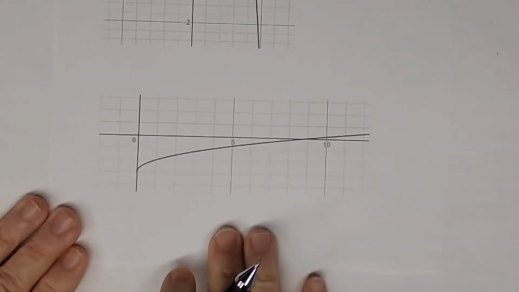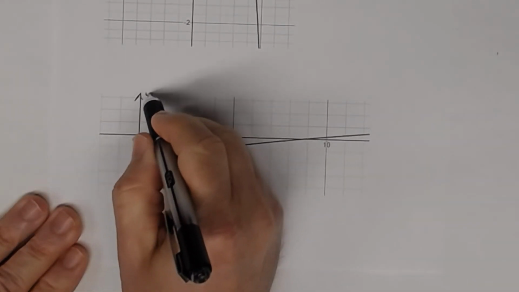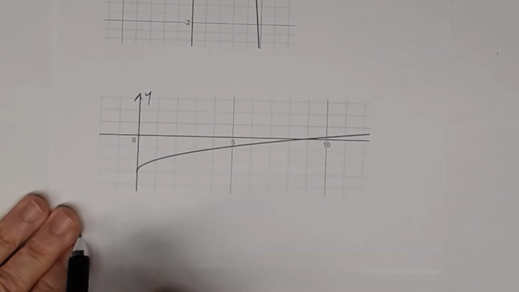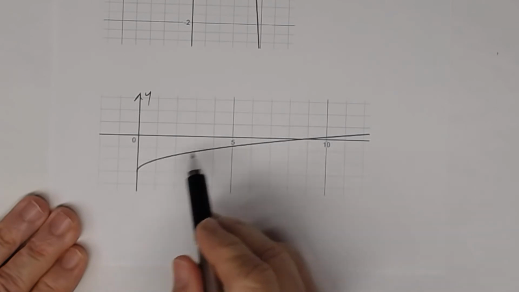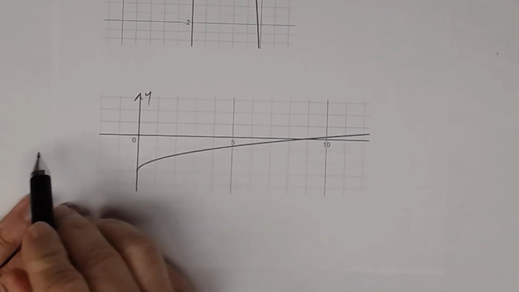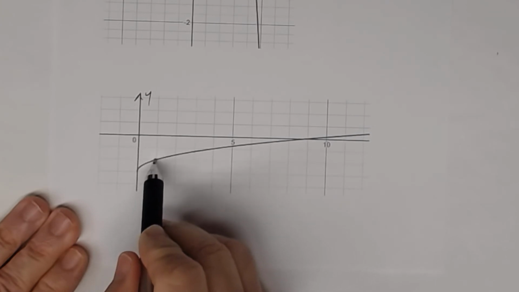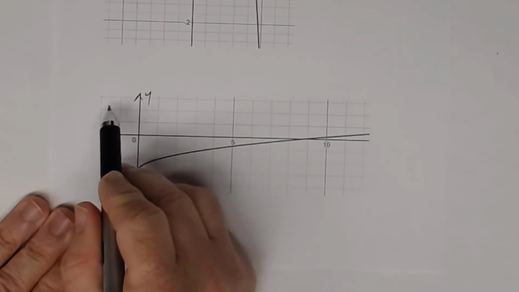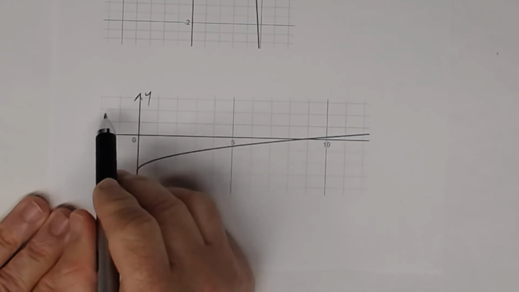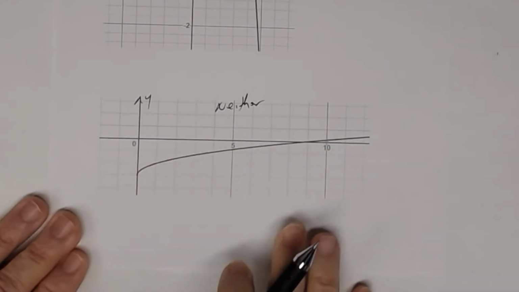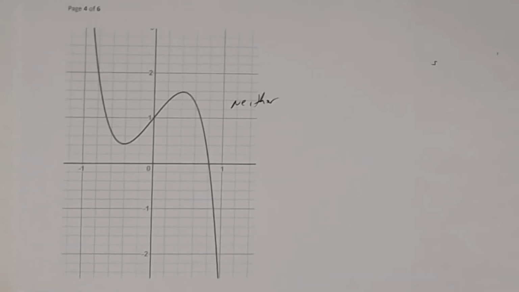Hey, what do you think? Here's the y-axis. Here's the origin. Is this function symmetrical about the y-axis? No. You only see one part to the right of the y-axis, but you don't see anything to the left. Here's the origin. Is this point symmetrical about the origin? Do you get another point on the graph? No. So that's neither. So some of those you can tell right away whether it's even, odd, or neither.